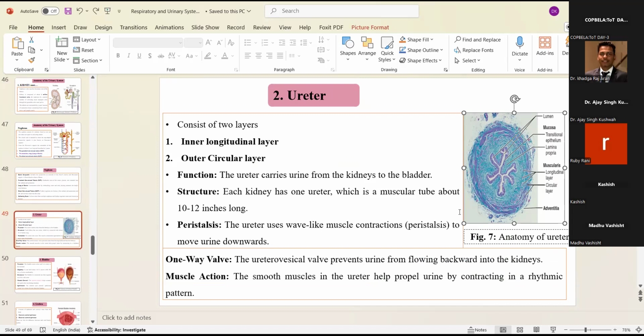And the ureter is a tube around 10 to 12 inches long, and it consists of muscles that help in contraction and help to move urine downwards. In the ureter there is one valve known as the ureterovesical valve that prevents urine from flowing backward into the kidney. This is the main function of the ureterovesical valve.